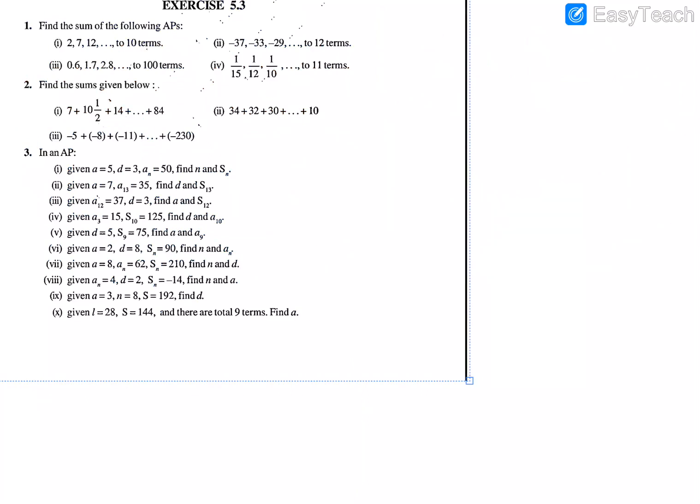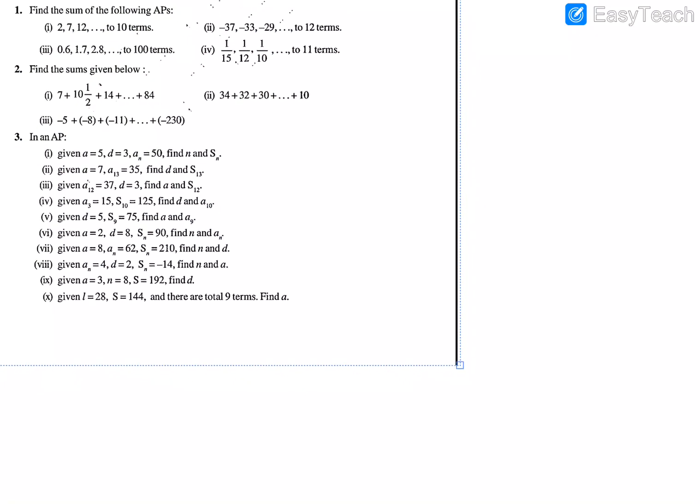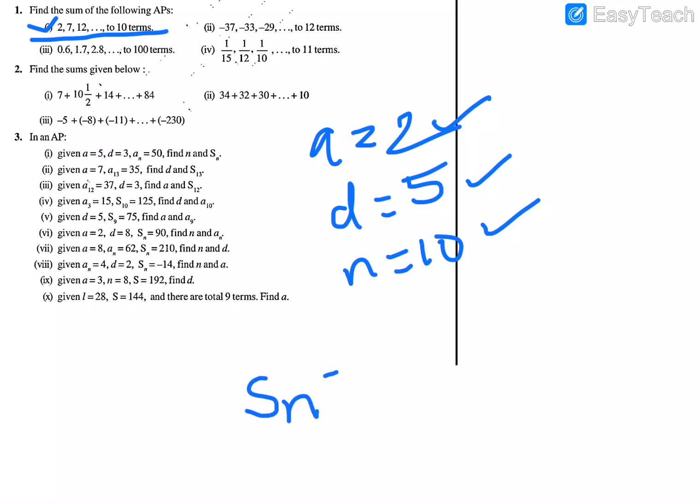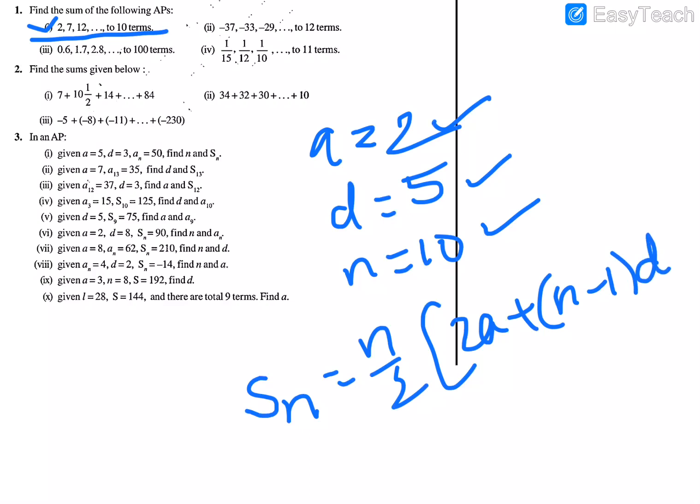So here they are. In the first question, if you see, what is this? 2, 7, 12, and so on up to 10 terms. Looking at the question, you can say what is a? A is the first term, 2. D is T2 minus T1, that is 7 minus 2, that is 5. And 10 terms, that is n is equal to 10. You have a, you have d, you have n. So simply you'll find Sn is equal to n by 2 into 2a plus n minus 1 into d. When you substitute all the things in this formula and simplify, you will directly get the answer.